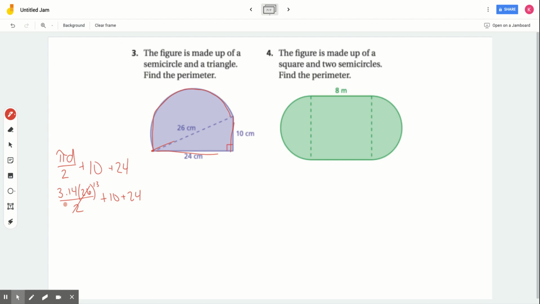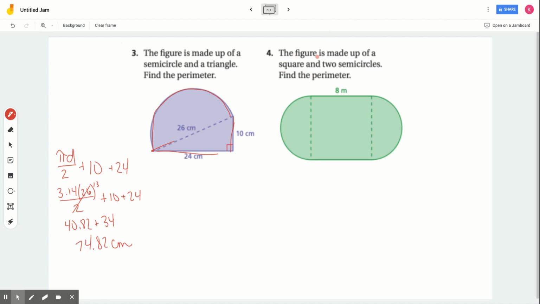So 3.14 times 13, and you would get 40.82. Plus 10 and 24 is 34. When we finish adding these, we are going to get 74.82 centimeters, because perimeter is single units, so 74.82 centimeters.